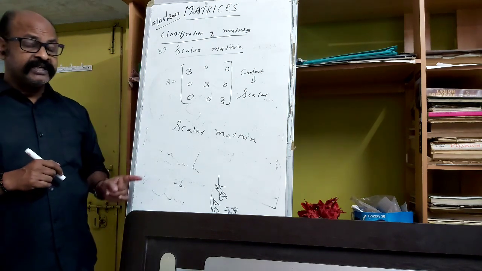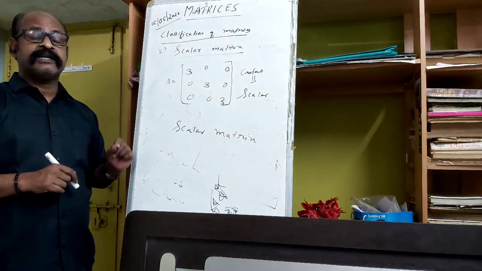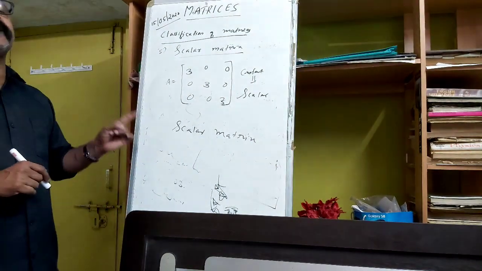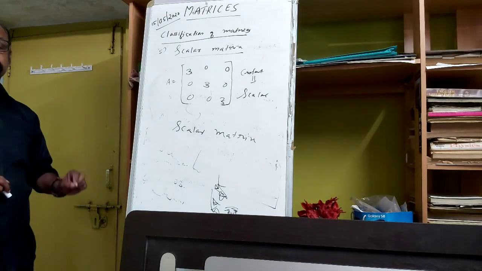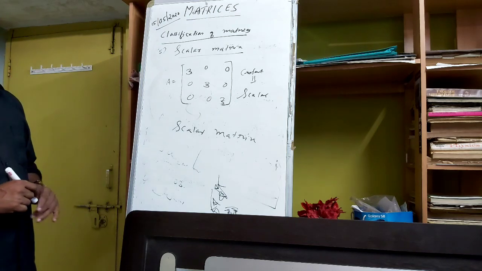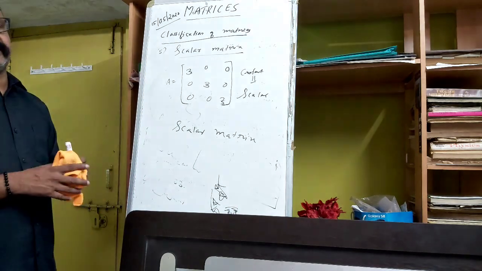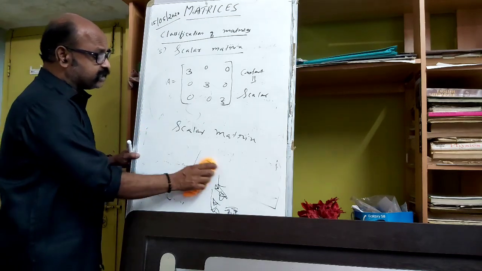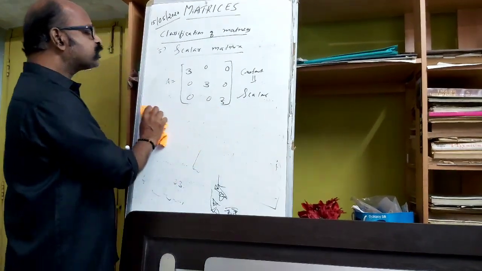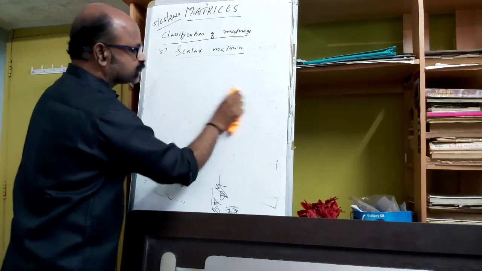We say a scalar matrix is a diagonal matrix in which all the principal diagonal elements are equal to a constant. Such a matrix is known as a scalar matrix. Nobody will ask why it is known as a scalar matrix, but it is better we try to understand. The reason for calling it a scalar matrix is that the principal diagonal elements are all equal to a constant, and a constant in mathematics is more classically known as a scalar. So it is a scalar matrix.